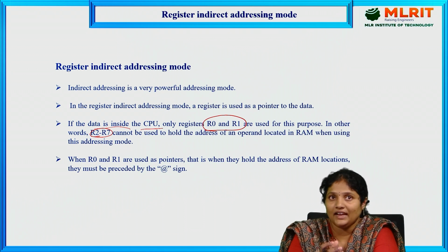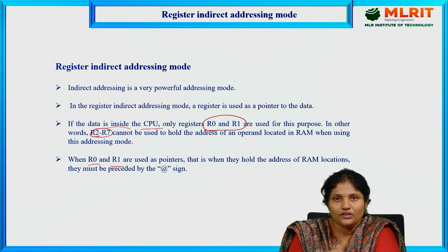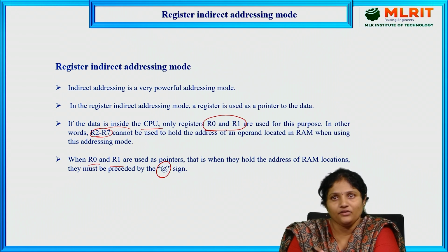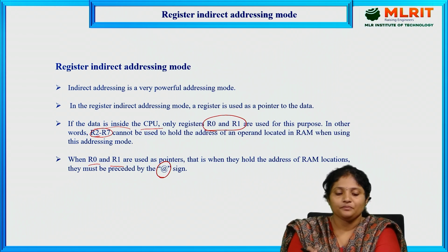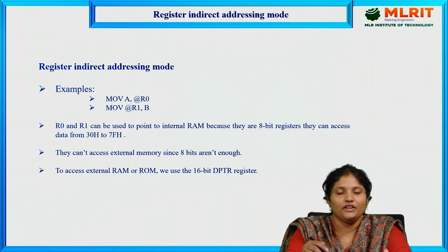To specify data indirectly, the R0 and R1 registers will be used. In these R0 and R1 registers, if you want to specify indirectly, you should use the @ symbol, preceded by the @ symbol. So, coming to the examples of indirect addressing mode.